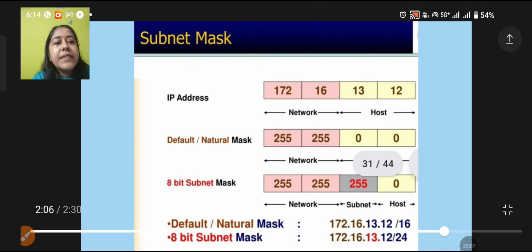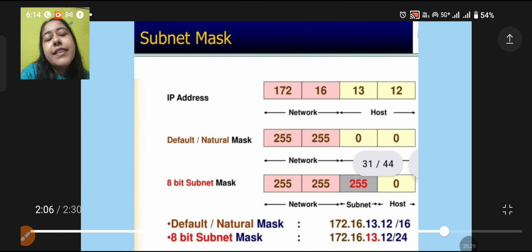So an IP address is given, this is your IP address which is being given, right? 172.16.13.12, this is the IP address which has been given. Now for the default or natural mask, we have to see which particular class it is of. First of all, you have to identify which particular class it is.